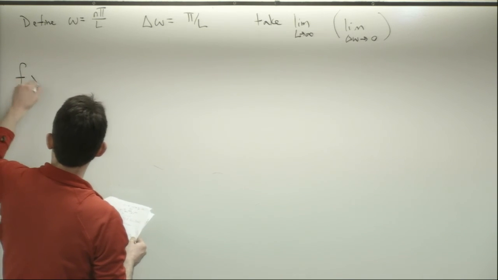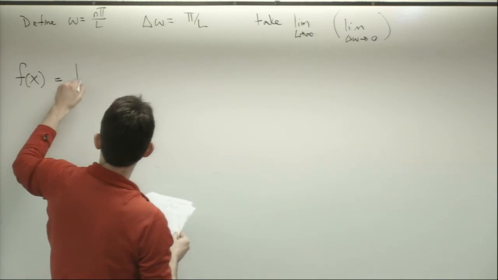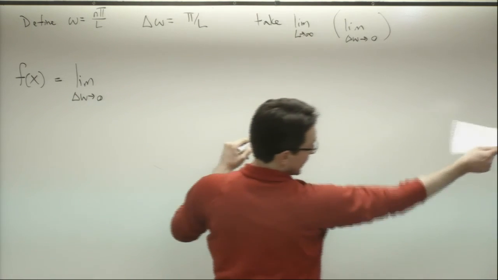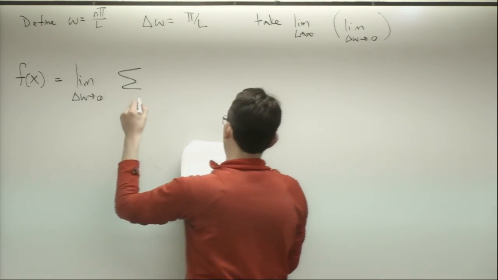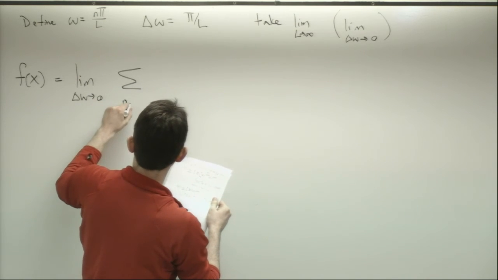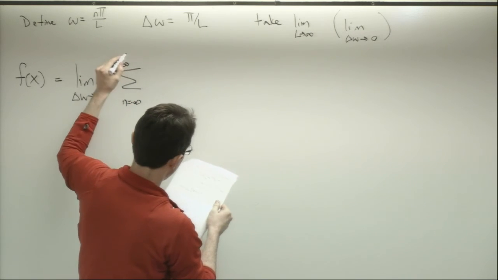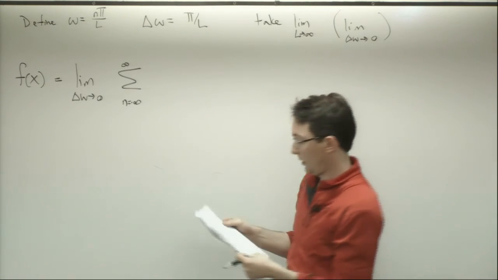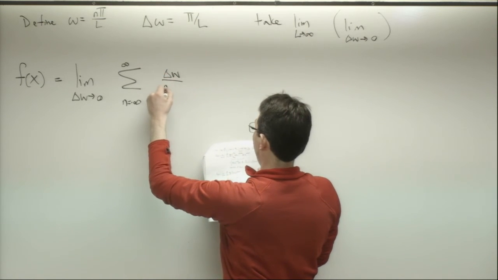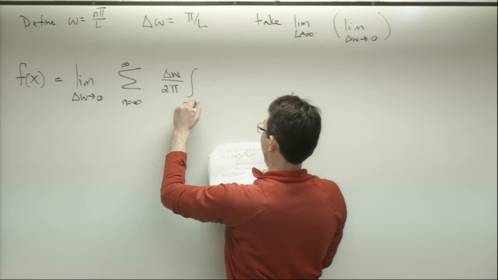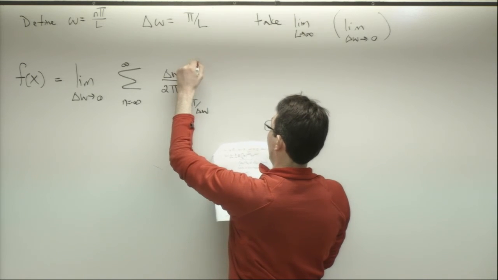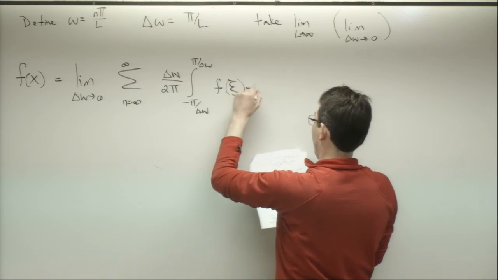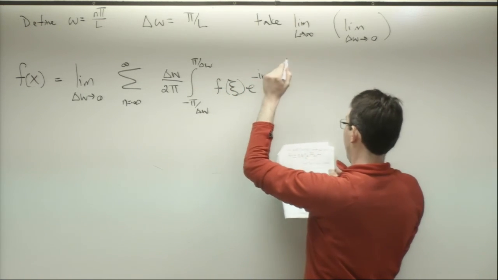Okay, so if I have f of x equals the limit as delta omega goes to 0 of that infinite sum there. So I have this sum from minus infinity to infinity. My inner product term, my coefficient, I'm just going to write this out explicitly. It's omega L over 2 pi integral from minus pi over delta omega to pi over delta omega of f. I'm going to tell you what I'm doing here in a minute.